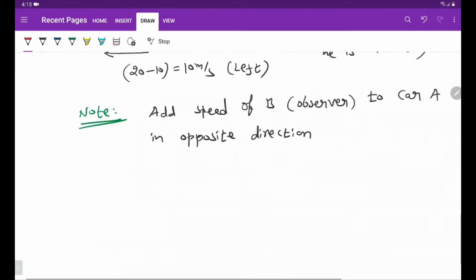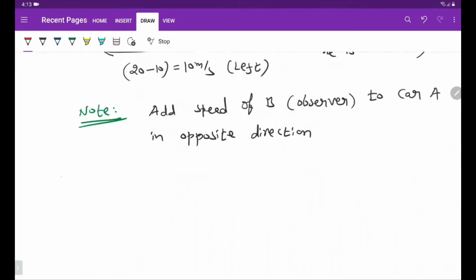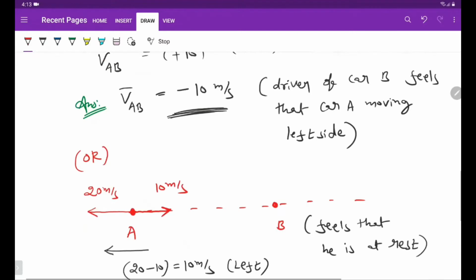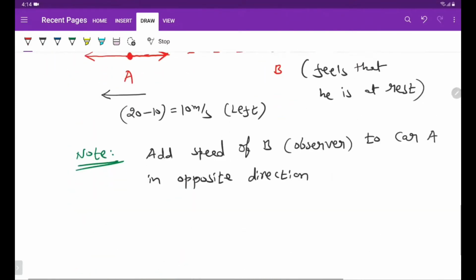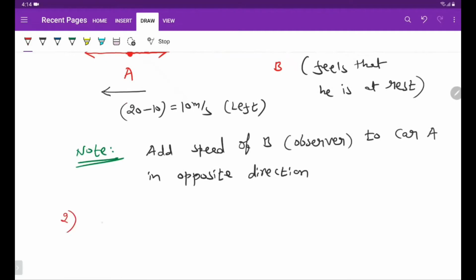Okay, we will solve another problem next. Second problem, in the same question: in the same situation, what is the velocity of B with respect to A? In this case, A is the observer. So velocity of B with respect to A is equal to VB bar minus VA bar. So I can use this formula.